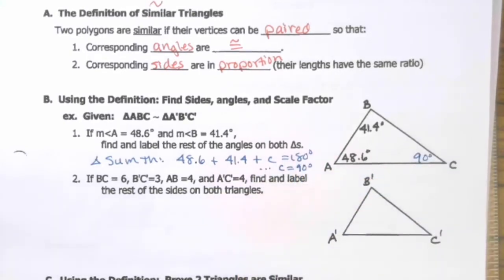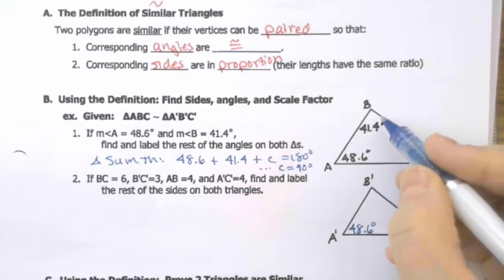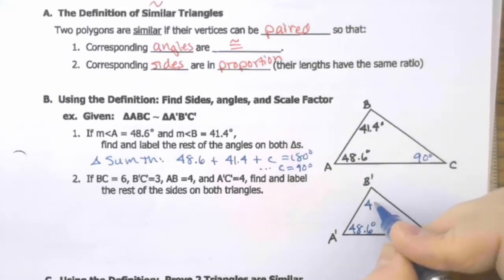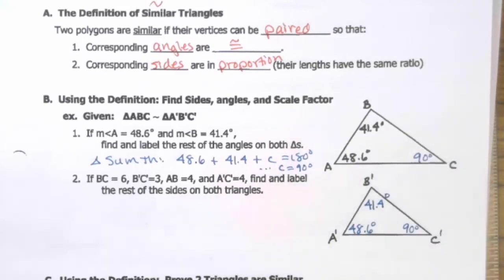This means that C prime is also 90 degrees because in similar figures, the angles are congruent. So if A is 48.6, A prime is 48.6, B is 41.4, B prime is 41.4. So the angles are the same between the two figures, but one is obviously bigger than the other, so we need to find a scale factor.